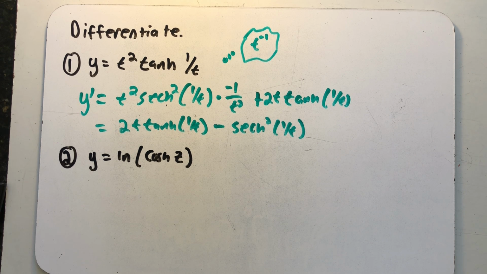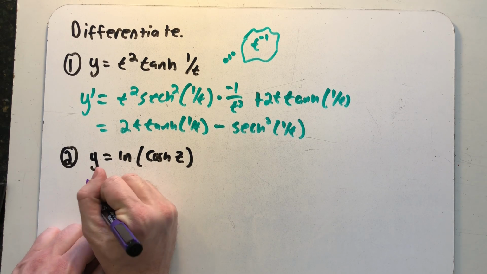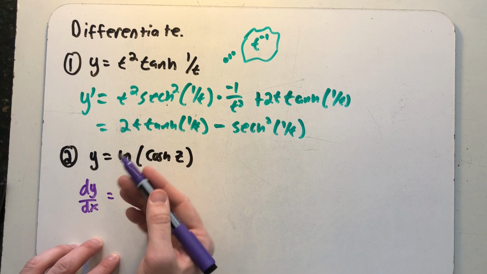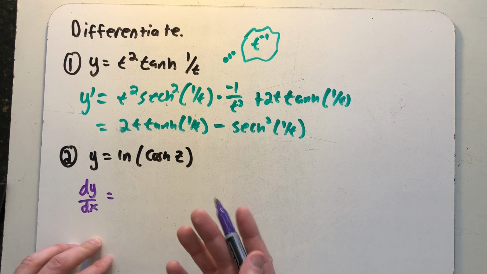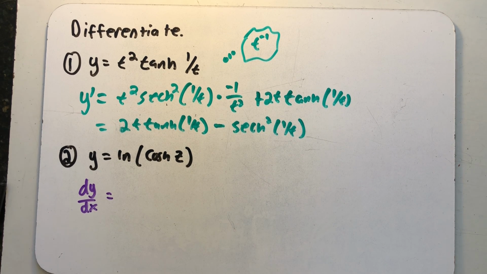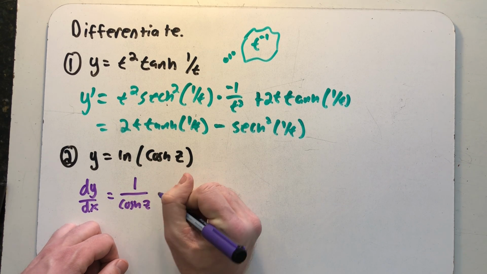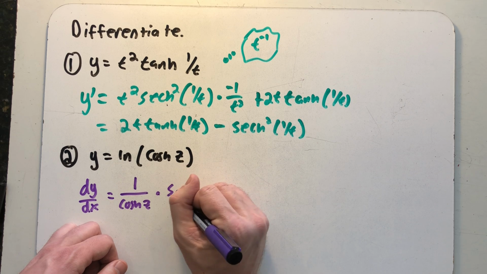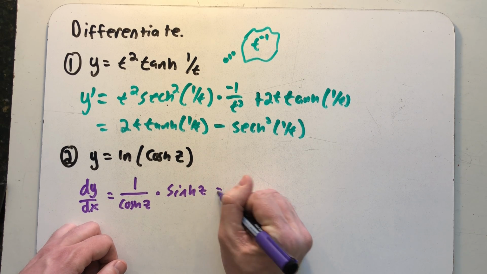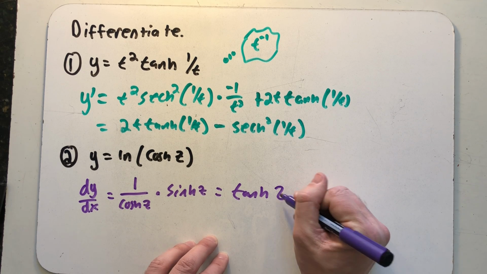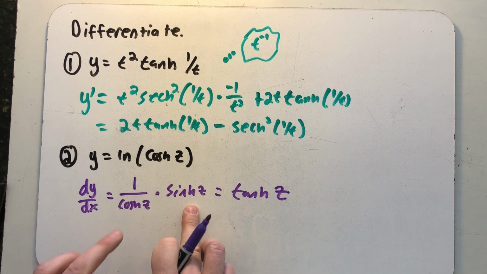In our next example, I have y equals the natural log of the hyperbolic cosine of z. So let's take a derivative. So taking the derivative of the natural log of u, thinking about the chain rule, I'll get 1 over u times the derivative of u, so 1 over cosh of z, times the derivative of cosh, which is sinh. And hey, there I have the hyperbolic tangent of z, sinh over cosh.